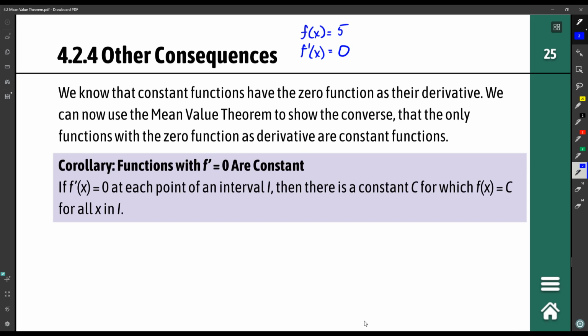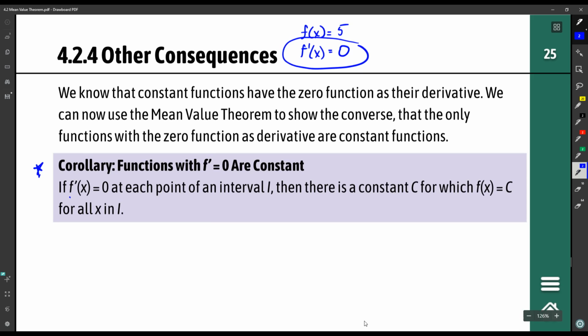Well, we can now use the mean value theorem to show the converse, that actually the only functions with the zero function as their derivative are constant functions, meaning that if we start with f prime being 0, then the only functions that could possibly have that function as their derivative are constant functions. And here's that corollary to the mean value theorem. If f prime of x is equal to 0 at each point of an interval I, then there exists a constant c for which f of x is equal to c for all x in I.